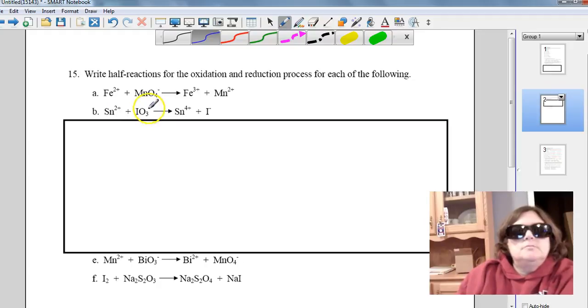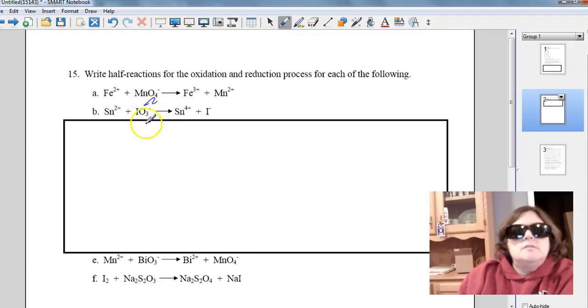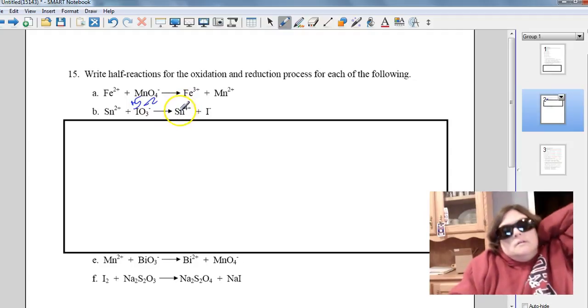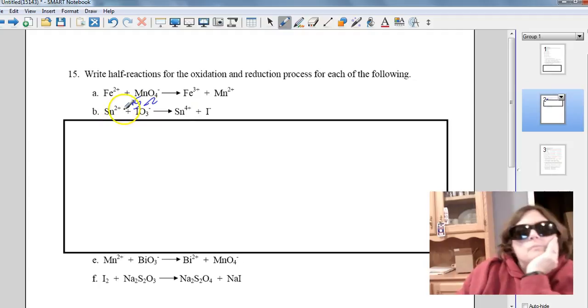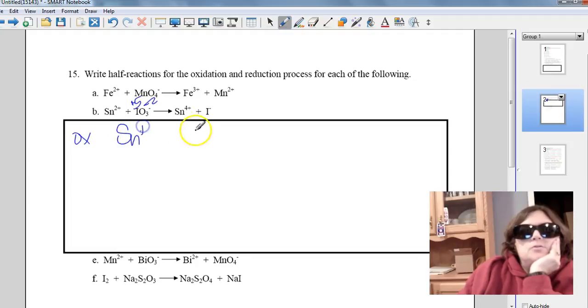Tin is a plus 2. Oxygen's a negative 2. There's 3 of them, total negative 6. They have to add up to a negative 1, meaning iodine is going to be a plus 5. Tin is a plus 4 here. Iodine's a negative 1. Who's being oxidized? Tin is going from a plus 2 to a plus 4. So he is losing 2 electrons.